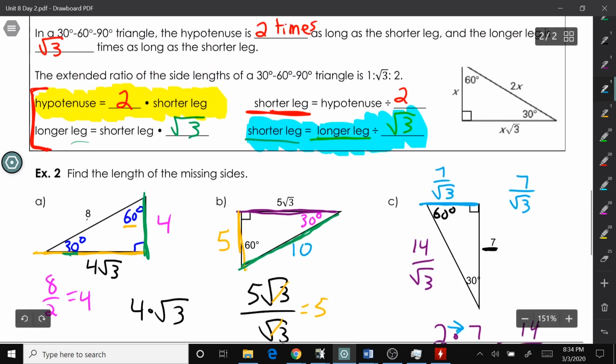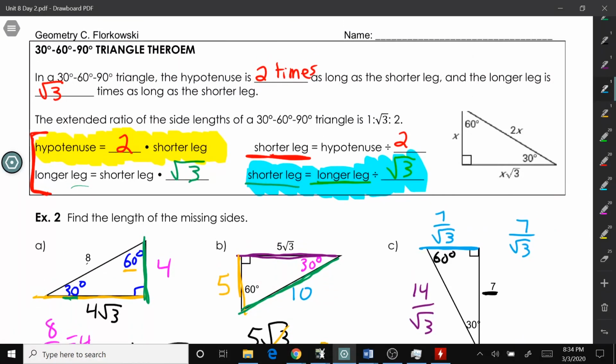Okay, so up here, this is kind of, like I said, your Bible of what to do. You find out what you're looking for, and what you're given, and you use one of these 4 rules.